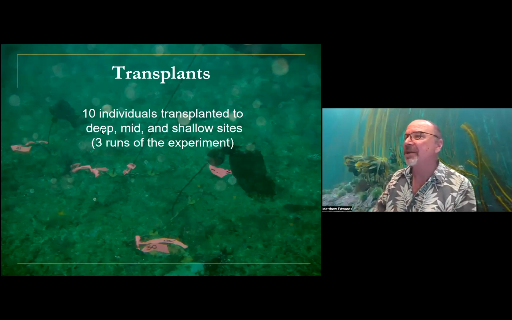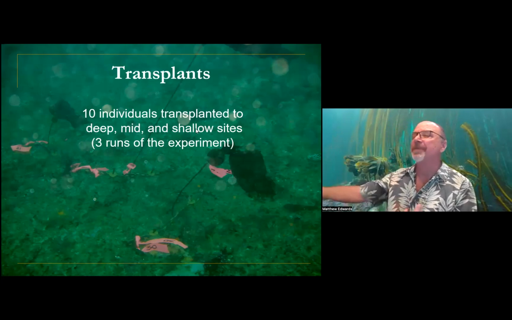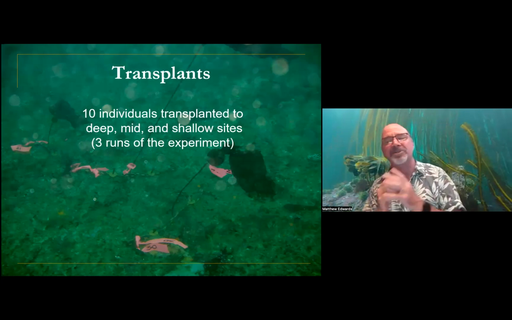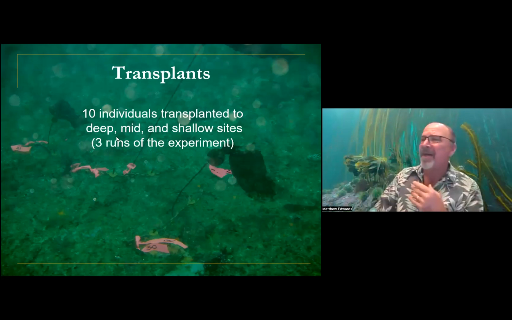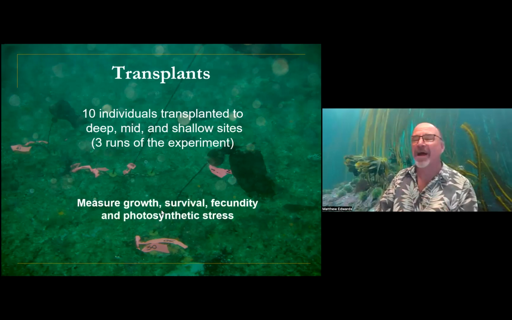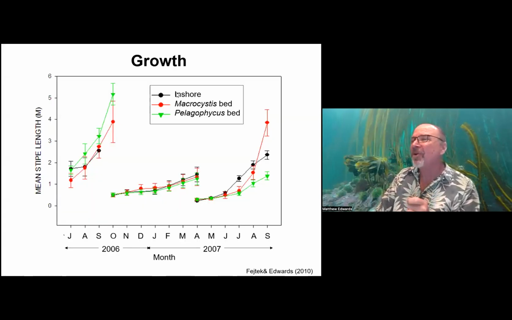We did 10 individuals transplanted from the deep, middle, and shallow. We did reciprocal transplants, where we took them in and took them back out to the deep to make sure we had the experimental side of this done right. And then we did this experiment 3 times. We measured growth, survival, and photosynthetic stress, because we were thinking it might have something to do with light. If you look at the data from this, the dark lines are the inshore, the red lines are the macroscopic. The ones here are Pelagophycus. We could not get data here because this was a period where we could not dive the shallow waters. There was a storm in October, so we couldn't get data there.